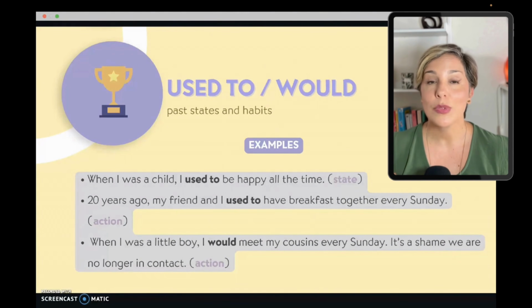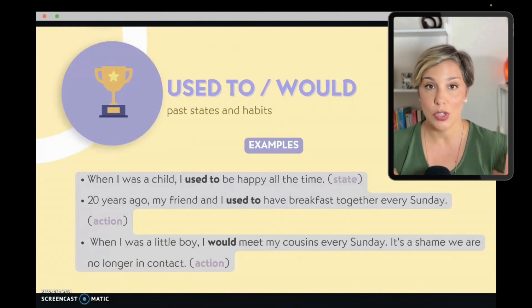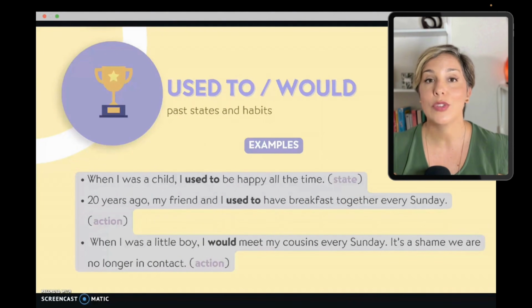Now, what happens when we have an action verb? Well, you can actually use both. You can use used to and also would. For example, you can say, 20 years ago, my friend and I used to have breakfast together every Sunday. Because this was an action that happened repeatedly in the past, I can use used to, but also I can use would if I wanted to. So I could say, we would have breakfast together every Sunday.